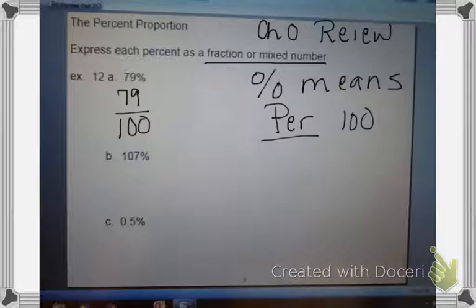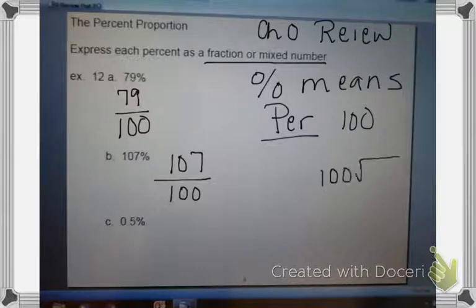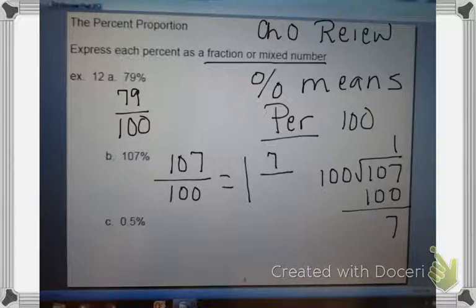Example B, 107%. That is 107 per 100. Now this is an improper fraction, so we need to turn that into a mixed number. To turn it into a mixed number, you divide the bottom number into the top number. It goes into it 1 time with 7 left over. So 1 is the whole number. Your leftover is the numerator. Your divisor is your denominator, which is also the same thing. It was your denominator in the beginning.